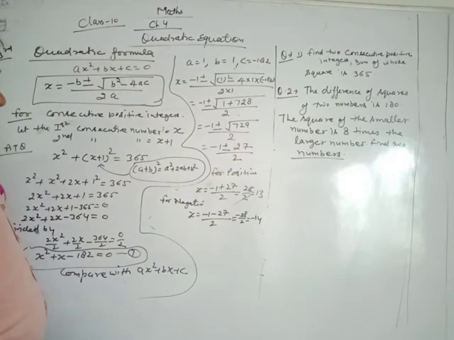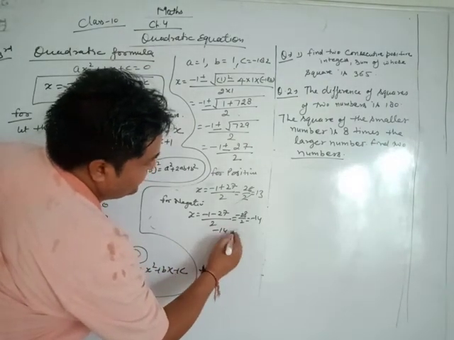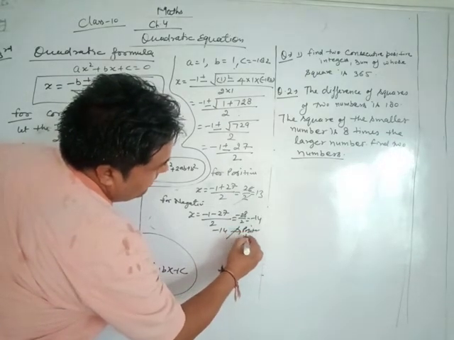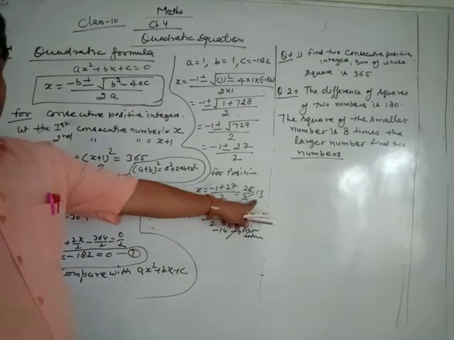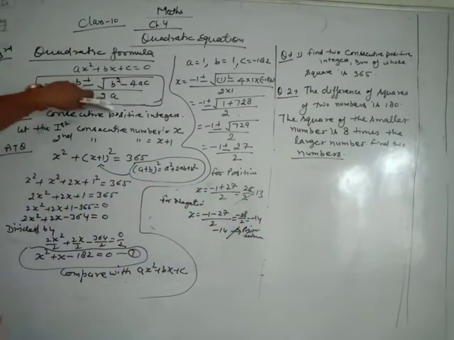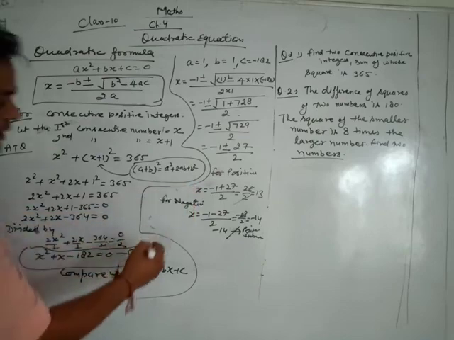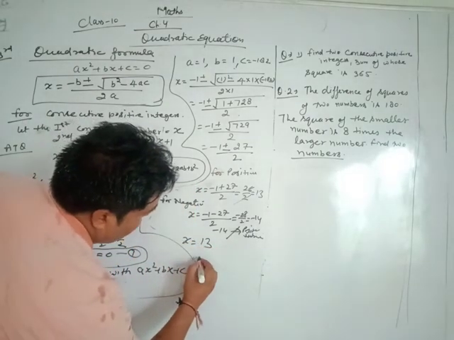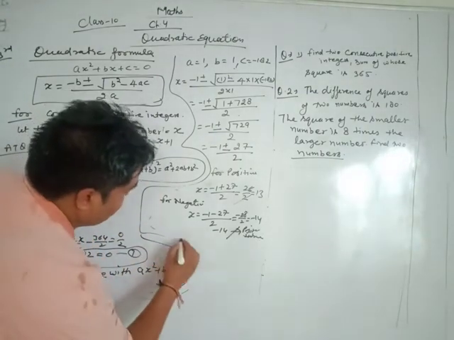But it is wrong. Minus 14 is not a positive integer. So we will take only x equal to 13, because of the condition that we take the positive integer. Minus 14 is not a positive integer. So we will take x equal to 13.